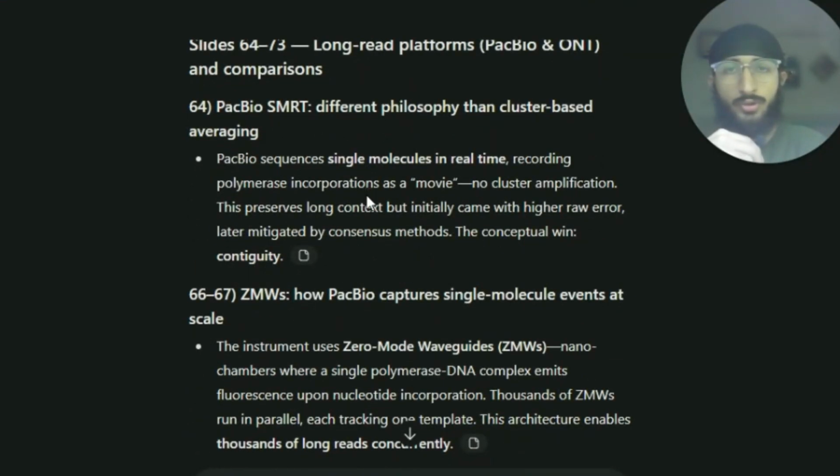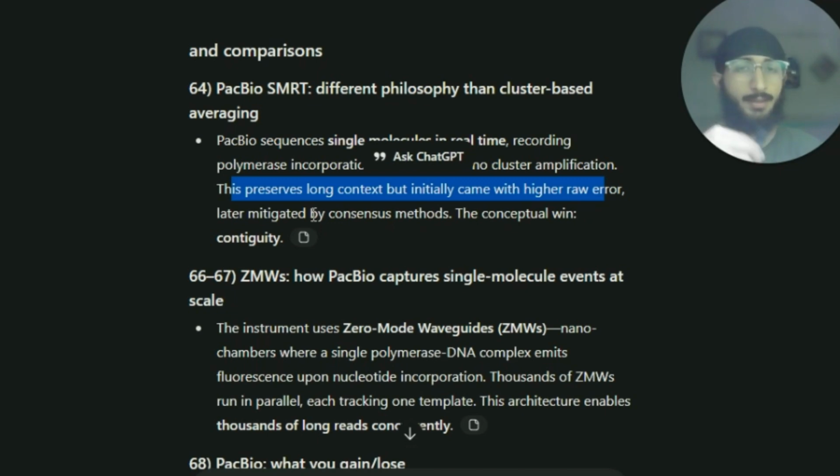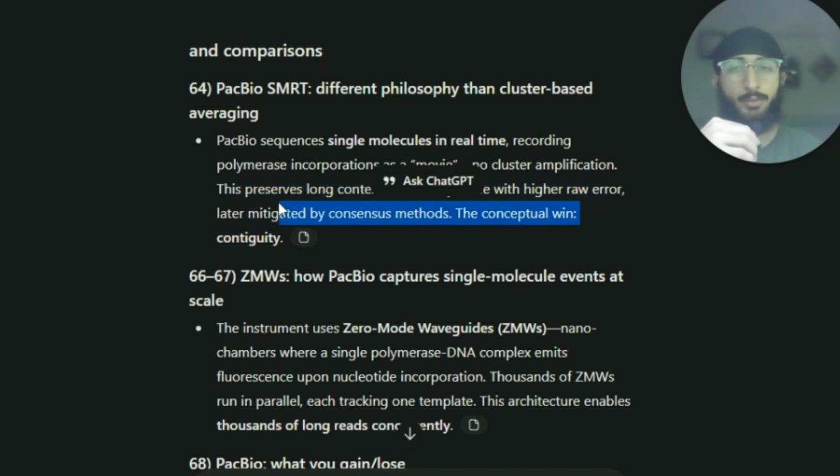Now, PacBio SMRT, which is a different philosophy than cluster-based averaging. PacBio sequences single molecules in real time, recording polymerase incorporations as a movie, with no cluster amplification. This preserves long context, but initially came with higher raw error, later mitigated by consensus methods. The conceptual win is contiguity.